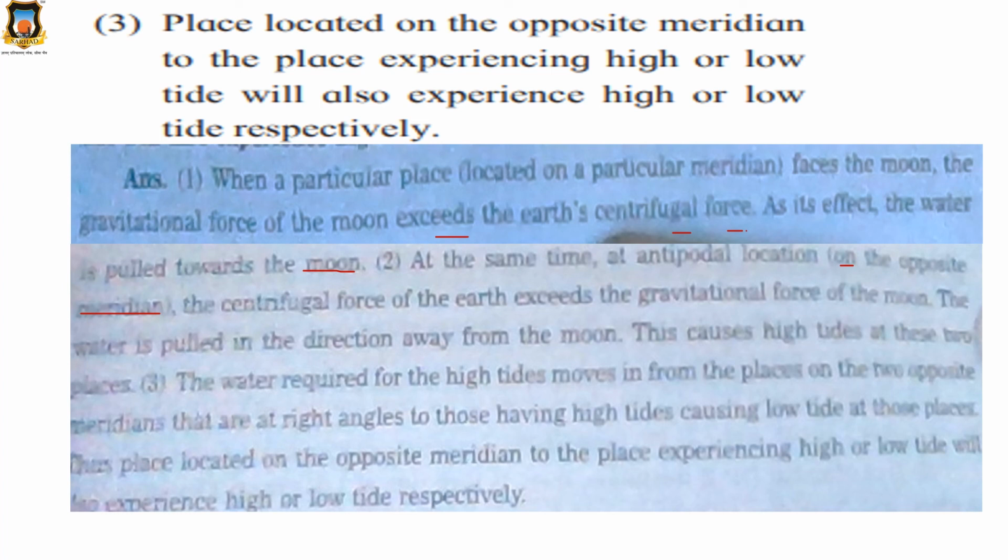So places located on the opposite meridian to the places experiencing high or low tide will also experience high or low tide respectively. This explanation we have seen very properly. Only the thing is that you should be able to present it very properly. Class, please, you should do it. Now you can read it and you can write the answer in your own words also.